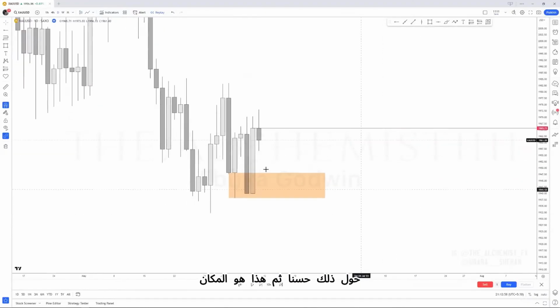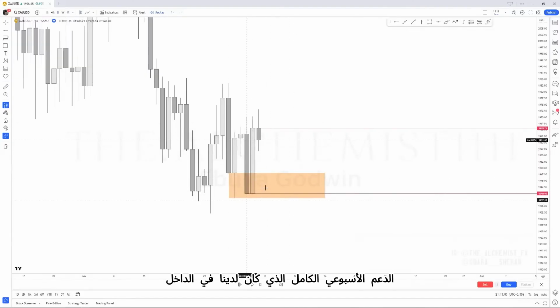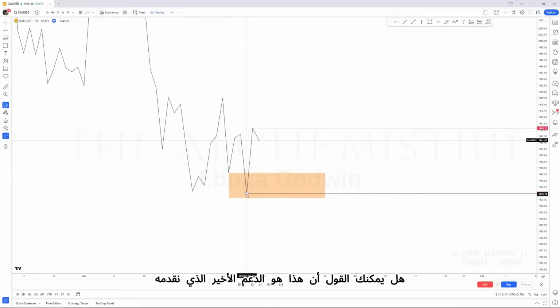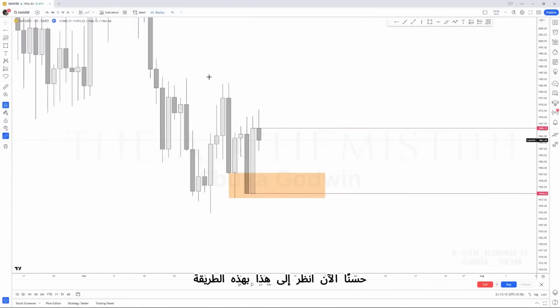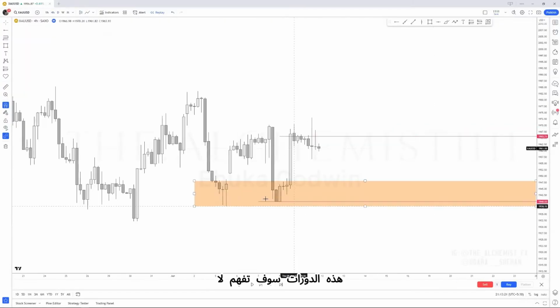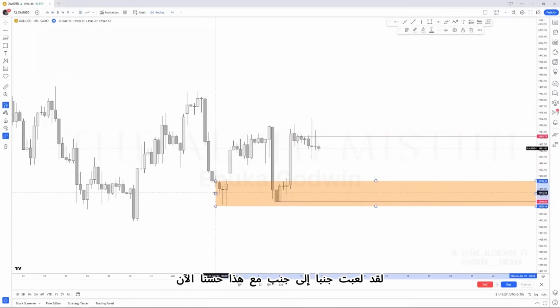This is where my first entry was. Second entry was right here. This is the last support we had, inside of this whole weekly support. Can you see? This is the last support we have. Now look at this. This is how you can do ping pong and all of that. Now we go to H4. Once we do the backtesting sessions, you will understand. Do not worry. I'm showing you how we could have played along with this.